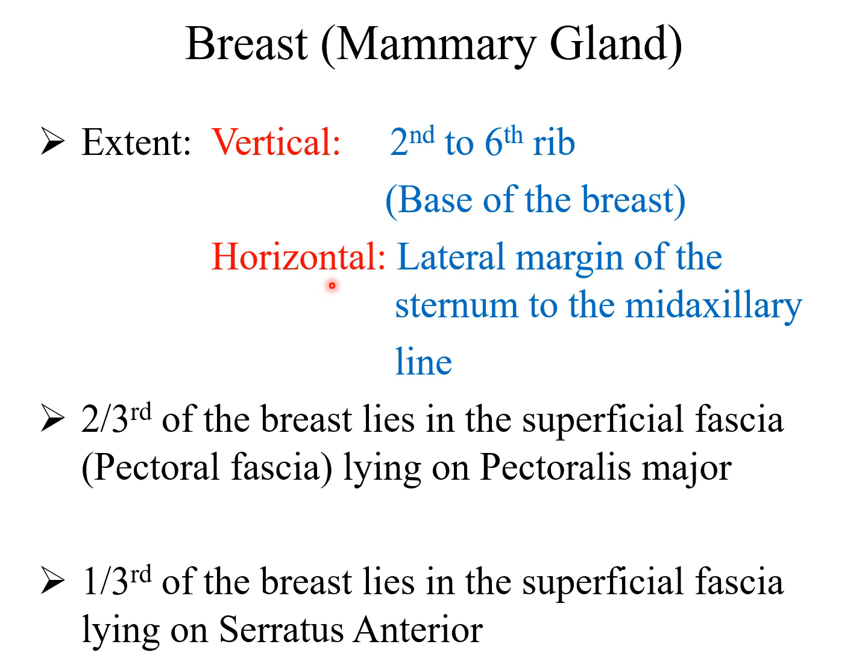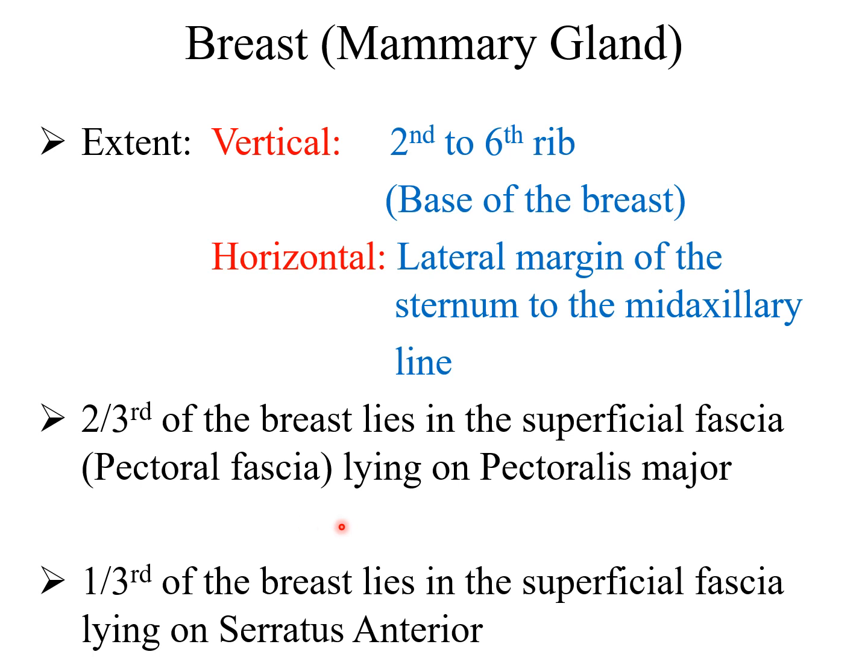So these positions are relatively common in all human beings. Although the size is variable, the extent is almost the same: vertically from second to sixth rib and horizontally from lateral margin of the sternum to the mid axillary line.